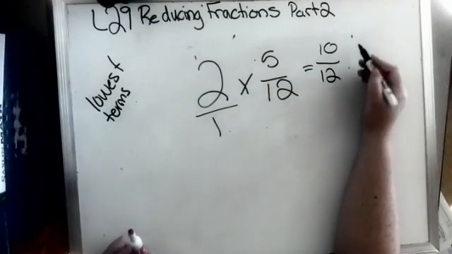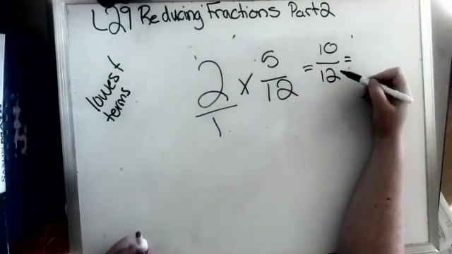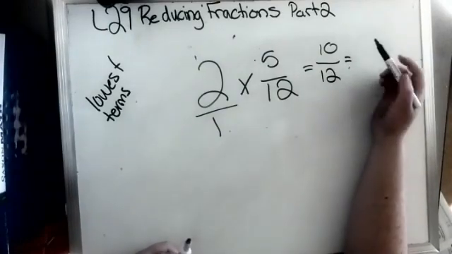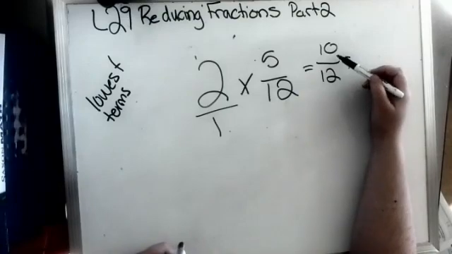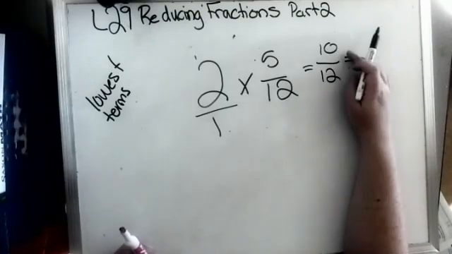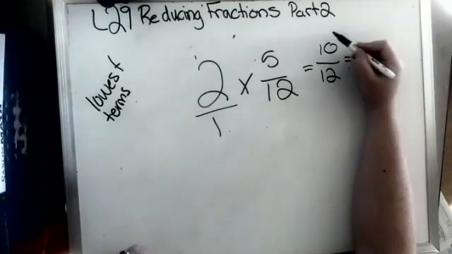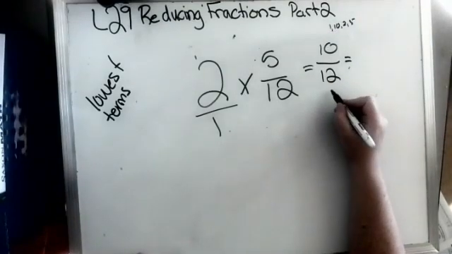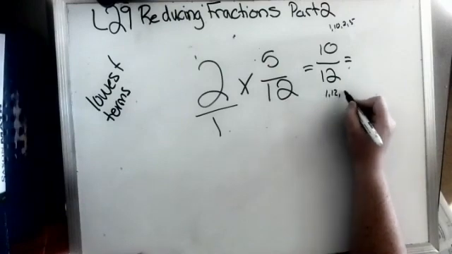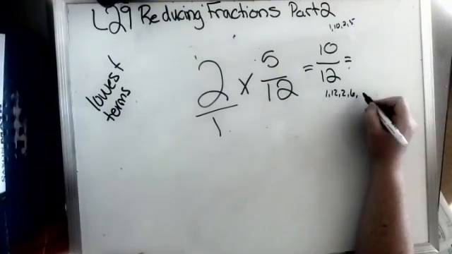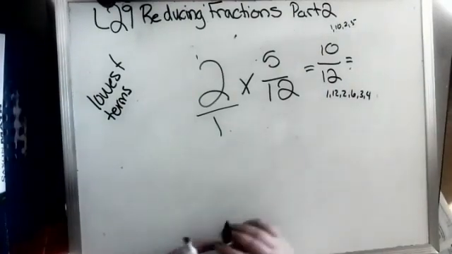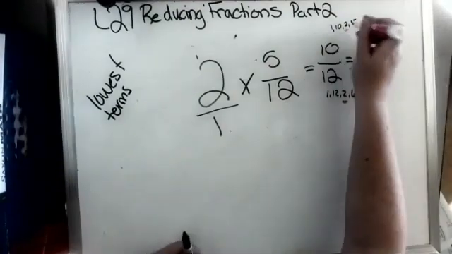I now need to make this lowest terms. My numerator is not bigger than or equal to my denominator, which means I can't make any wholes, but I can come in and say, okay, we're going to go into lowest terms. So factors: 1, 10, 2, 5, and 1, 12, 2, 6, 3, 4. What is the greatest common factor? The greatest common factor is 2.